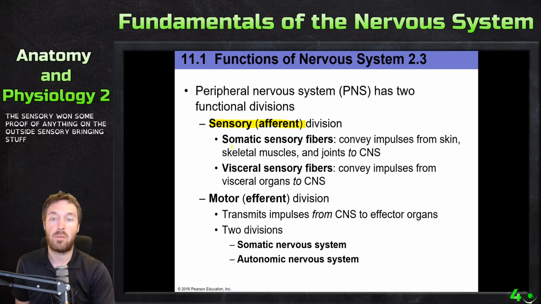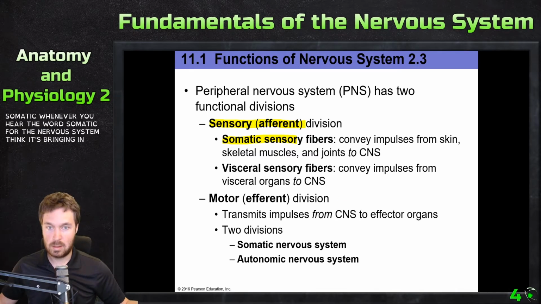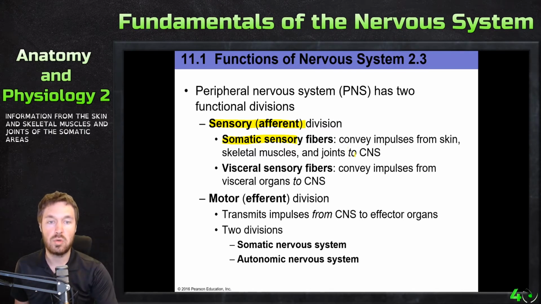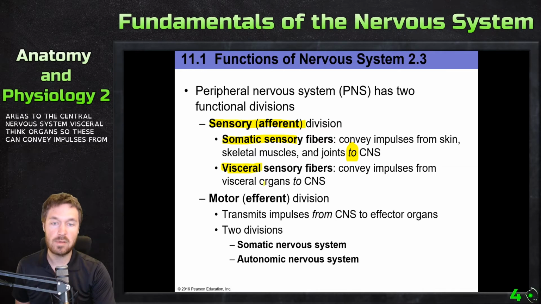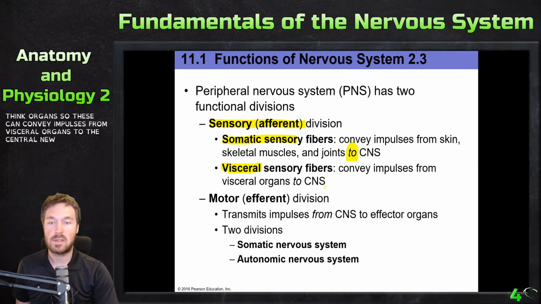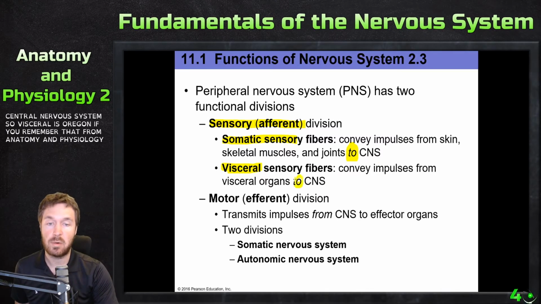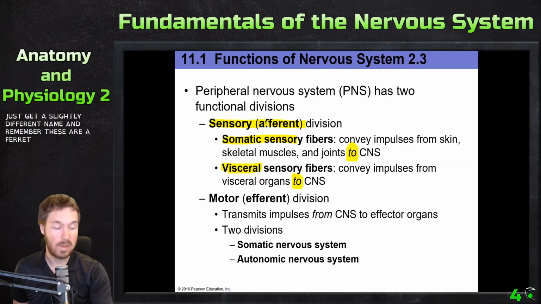Sensory, bringing stuff in. One is somatic sensory. Whenever you hear the word somatic for the nervous system, think it's bringing in information from the skin, skeletal muscles, and joints. So the somatic areas to the central nervous system. Visceral, think organs. So these convey impulses from visceral organs to the central nervous system. So visceral is organ, if you remember that from Anatomy and Physiology 1. Both of these are going to the central nervous system. They just get a slightly different name. And remember, these are afferent with an A.